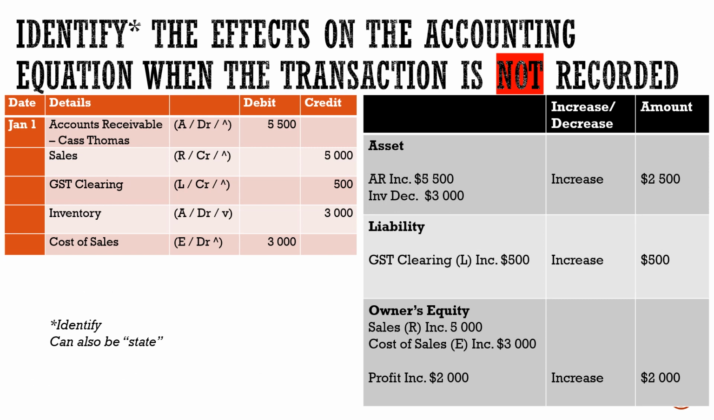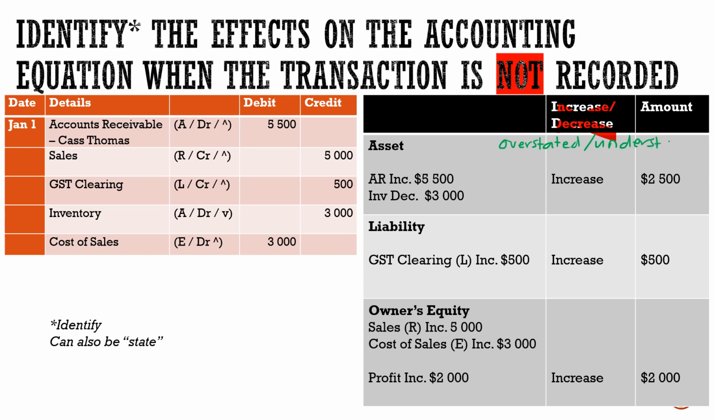Next, we're going to look at identifying the effects on the accounting equation when the transaction is not recorded. Now, instead of using the words increased or decreased, this time we're going to use the words overstated or understated. Okay, just going to write that here. So instead of using the words increase or decrease, we're going to say whether something was overstated or understated.